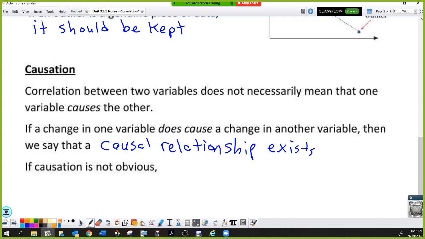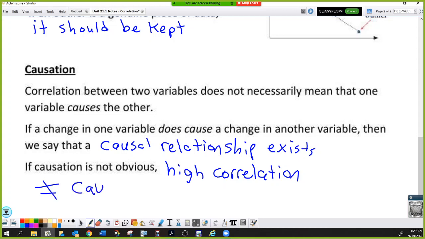Okay. So if causation is not obvious, high correlation, I'm just going to get lazy and go high correlation does not equal causation. How about that? That's nice. And that's the entire lesson.